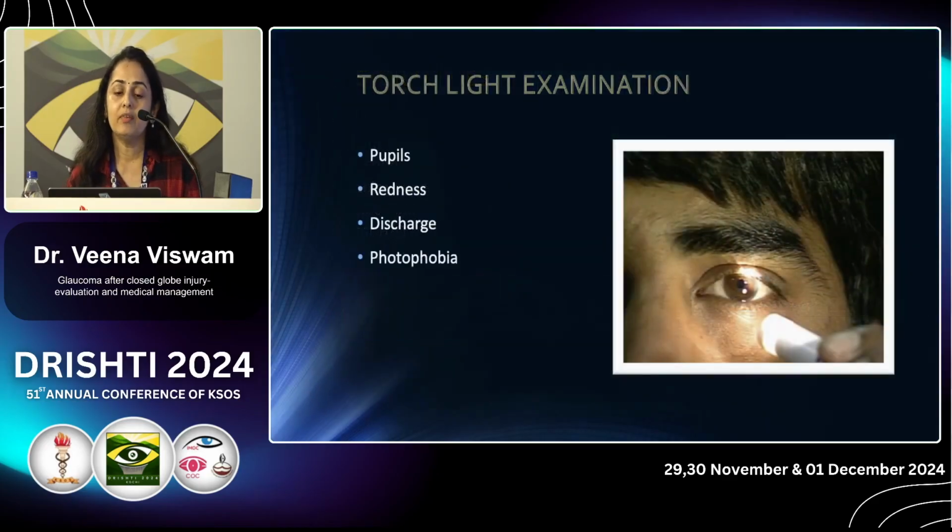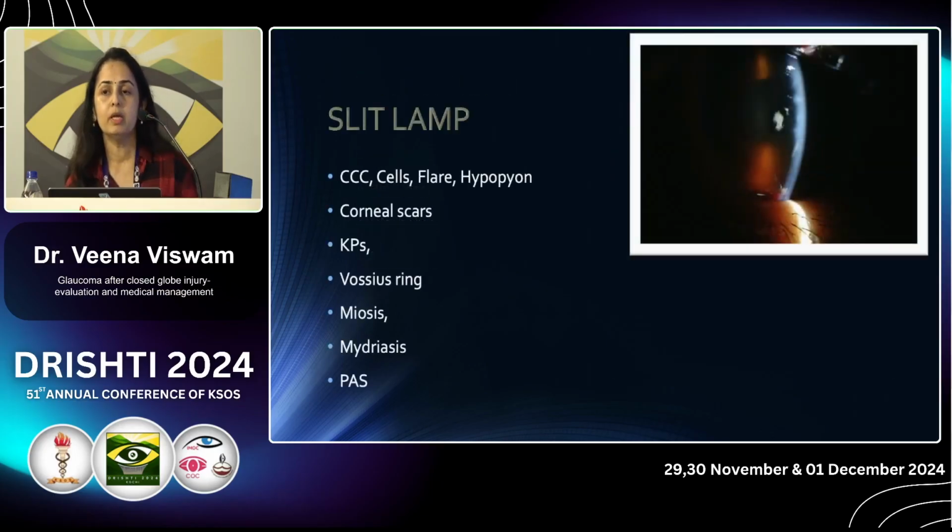Torchlight examination will give very important clues. From the pupil, we can see whether there is an optic nerve injury; RAPD should be checked in all these patients. Then check whether the pupil is mydriatic or miotic. Sometimes due to the nociceptive effect the pupil will be miotic, or due to sphincter tears the pupil may be mydriatic. There may be formation of peripheral anterior synechiae in the later stages, which can result in an irregular pupil. Rule out other causes like redness or discharge, and always look for signs of photophobia, which may give you hints about traumatic iritis.